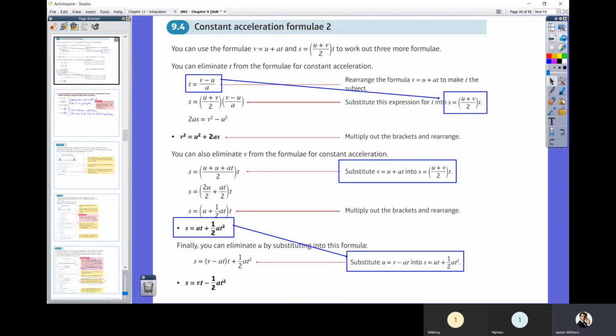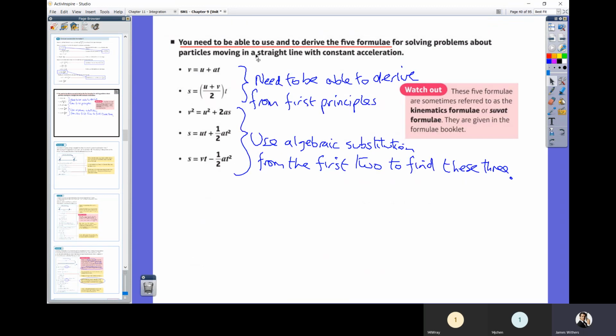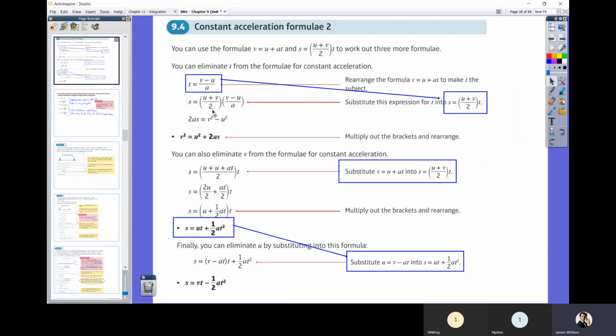So in short, you need to be able to use and to derive the 5 formulae. Just so you're clear, the first 2 are the ones that you derive from first principles, and then with just the algebra you can get the other 3. So it might be worth working through that algebra. It's not difficult, just to prove you can do it.